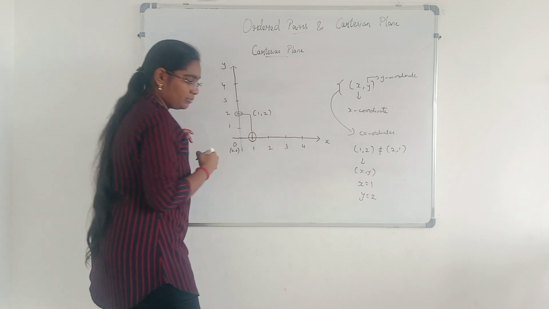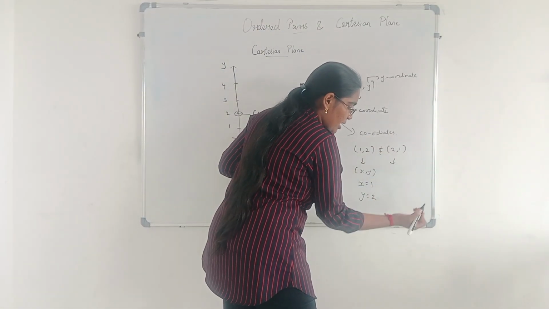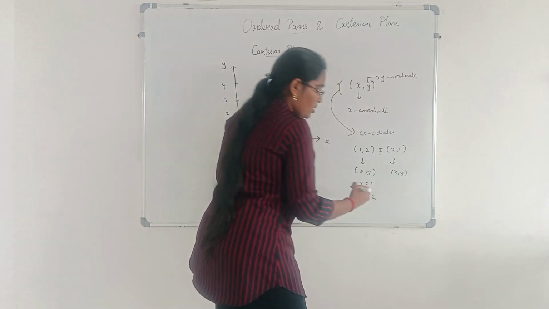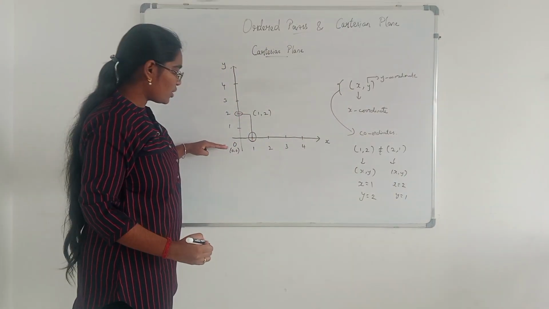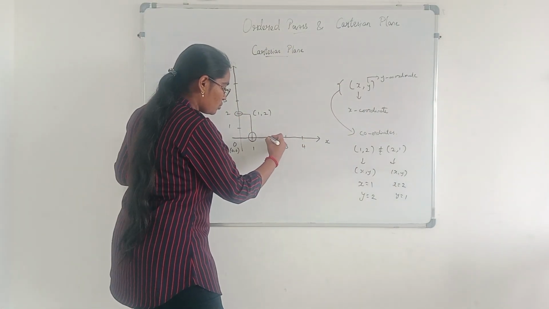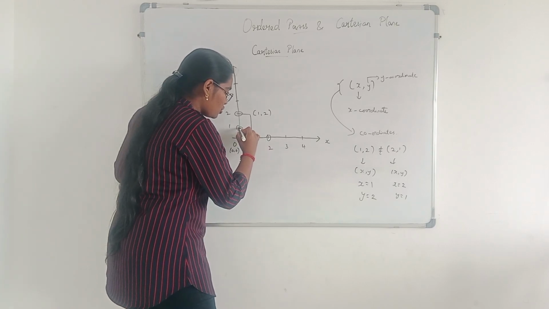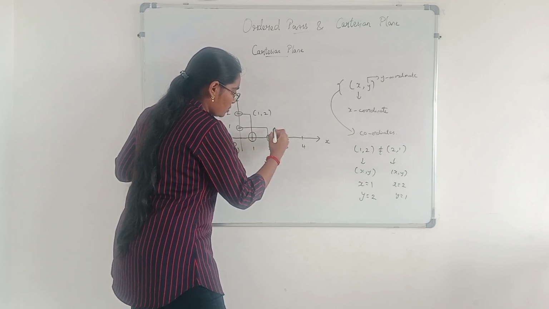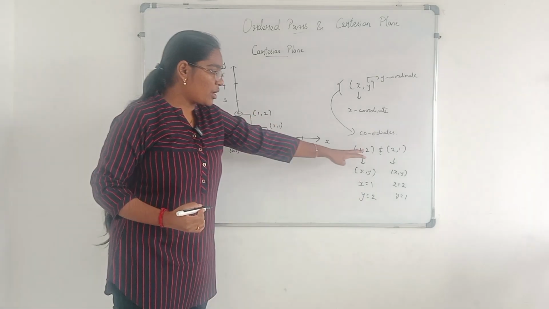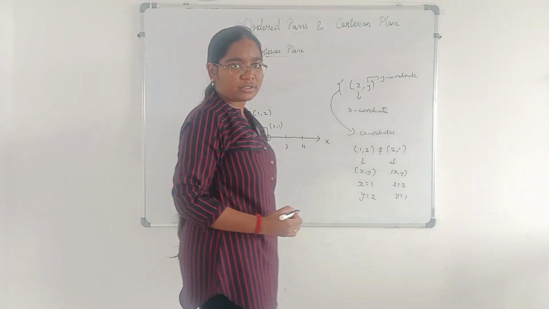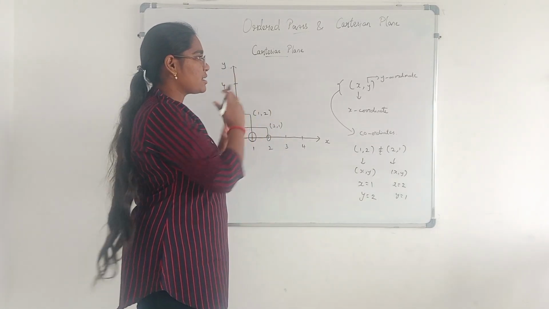So 1, 2. Next, 2, 1. Compare this with the coordinate x, y. So x equals 2, y equals 1. On the x-axis it's 2, so mark here. On the y-axis it's 1, so mark here. Join these two, and this is 2, 1. So we have verified that 1, 2 is not equal to 2, 1. So we are representing the ordered pair in the Cartesian plane.